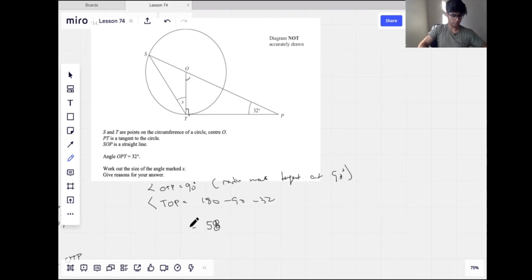Ooh, that is quite badly written now. 58. So I'll mark that in, 58. Angle on a straight line, so we know that this angle will be 180 minus 58.